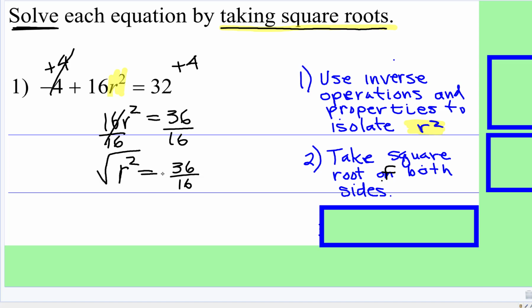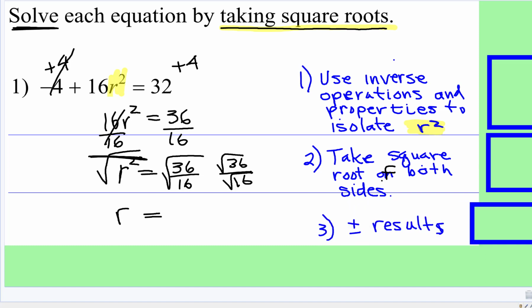So when you take the square root of a whole thing, it's like taking the square root of the numerator and the denominator. So don't let that confuse you. Well, the square root of r squared, that cancels, leaving r. When you take the square root of the right side, the most common thing people forget is there's two results. Remember, -4 times -4 is +16, and +4 times +4 is +16. 16 has two perfect roots.